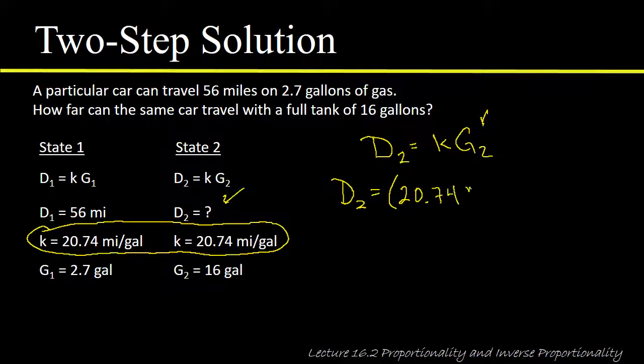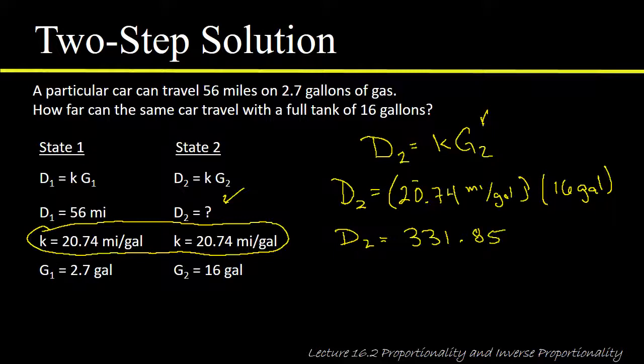20.74 miles per gallon times G, which is 16 gallons. Remember, that's only good to two significant figures. We multiply those, we get 331.85 miles. And notice that our gallons canceled here, as they should.